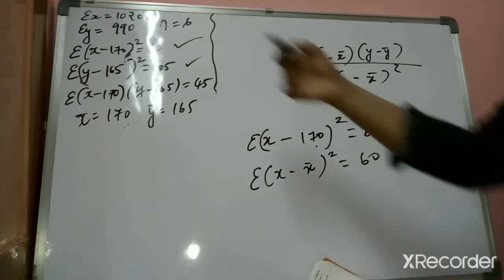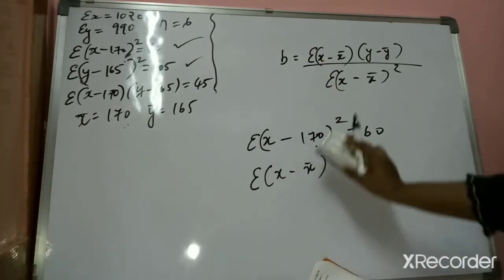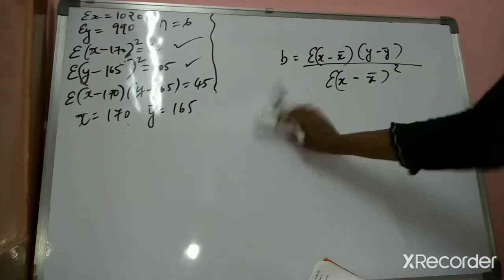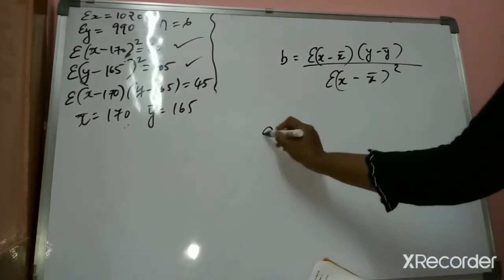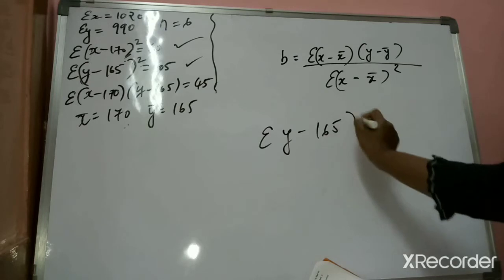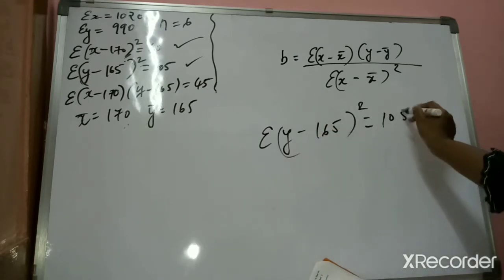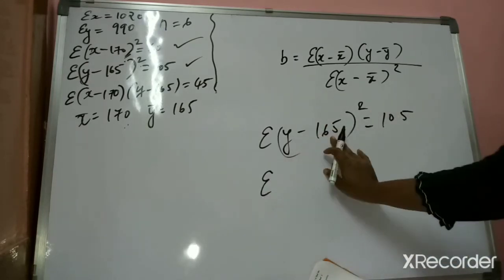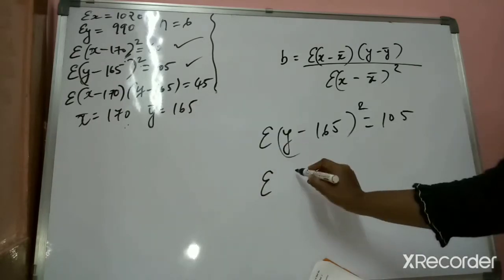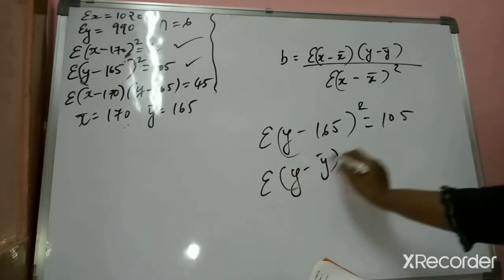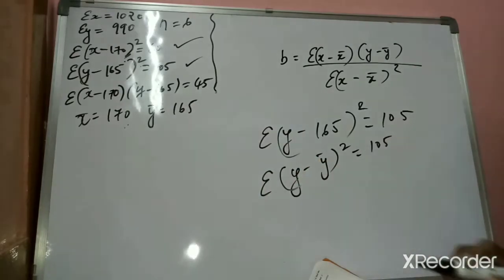Clear? Similarly with the y. Now what is it? The sigma (y minus 165) the whole square is given to you as 105. That is, 165 is your y bar. So that is sigma (y minus y bar) the whole square is equal to your 105.